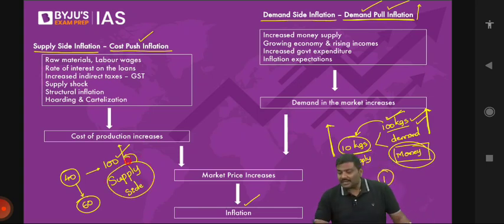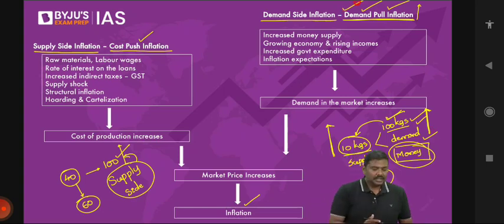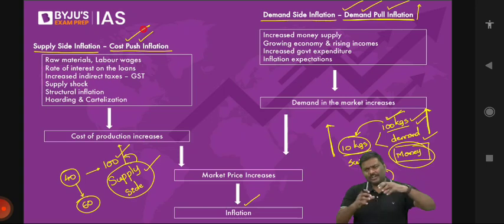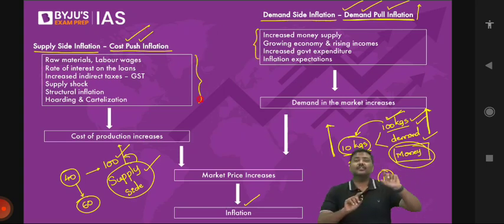So whenever the demand side causes inflation, we'll refer to this as demand pull inflation. Whenever the supply side causes inflation, we'll refer to this as cost push inflation. Right? Any difficulty, please do let me know. I've not yet entered into the examples for each one of them. This is a basic idea of cost push and demand pull.